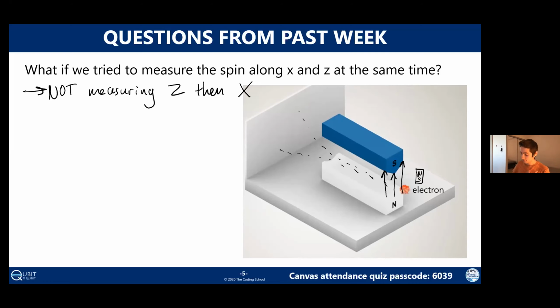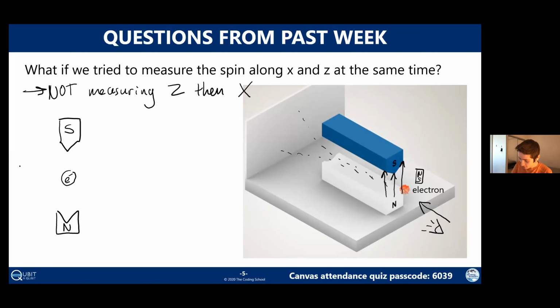As a reminder, the reason we call this measuring along Z is because the magnetic field lines point in the vertical or Z direction. So if I look at this from the side, suppose my eye is over here, I would see something like this: the south on the top and the north on the bottom. Then our magnetic field lines go from bottom to top, and our electron is somewhere in here.